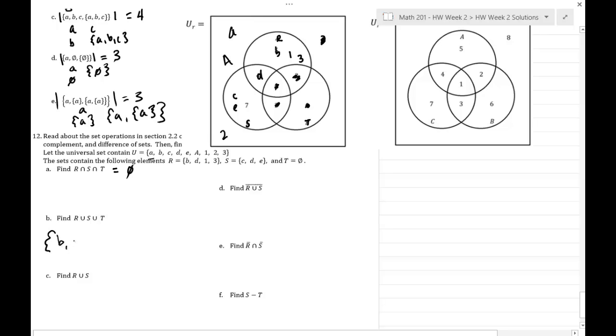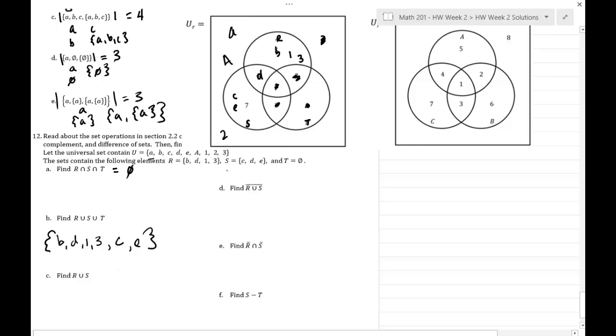So R, I have B, D, 1, and 3, so that's for sure going to live there. And then S, I already have C, I've already listed D and E. And T doesn't have any elements, so we're not adding anything to that. And if you notice here, we've got C, E, D, B, 1, 2, 3. So that aligns with what we'd suspect from our Venn diagram. You don't necessarily have to use a Venn diagram here, but sometimes people like a visualization, so it's worth a shot.